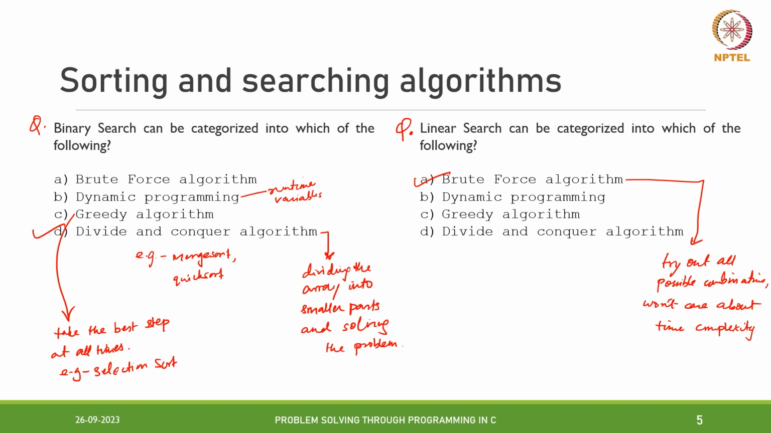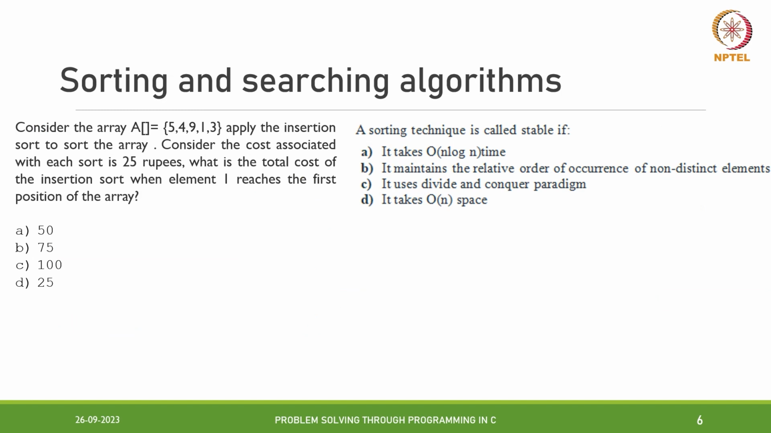Okay, so let's look at the next question. Let's first solve the theory one. A sorting technique is called stable if, which is the correct answer basically here: if it takes over n log n time, if it maintains the relative order of occurrence of non-distinct elements, if it uses divide and conquer paradigm, if it takes O of n space. So what is the correct answer here?